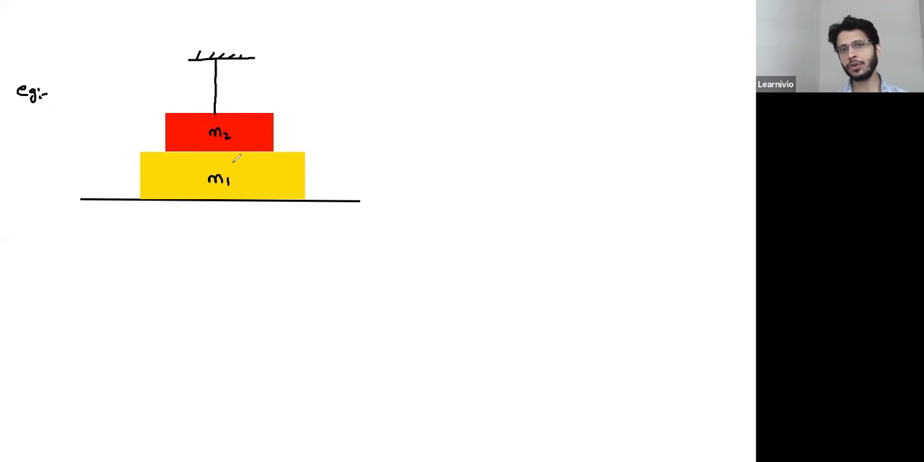You know weight, you know normal reaction, you know tension. Just try to calculate the total number of forces which are acting on the body. Let's start with mass M1. So the forces which are acting on M1: first is the weight of M1, which is M1g. That's the first force. Then the normal reaction which is acting on this mass M1, I call this normal reaction Na.